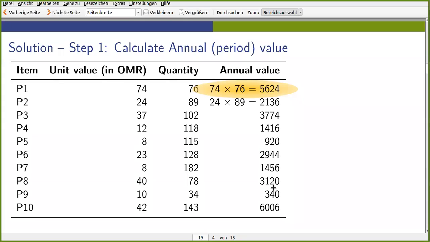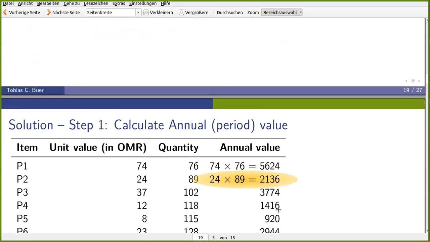What would be now the next step? Step number 2. To rearrange them from descending order? Yes, exactly. So we now do a resorting of all the 10 items, and the item that is on top of our list is the item with the highest annual value. And this would be here the item P10, because this has the highest value of 6,006.